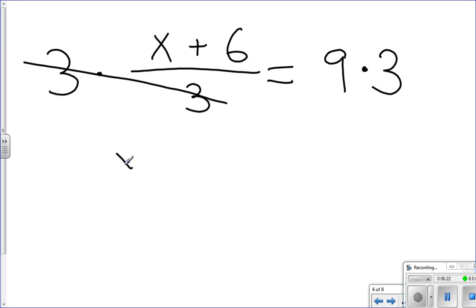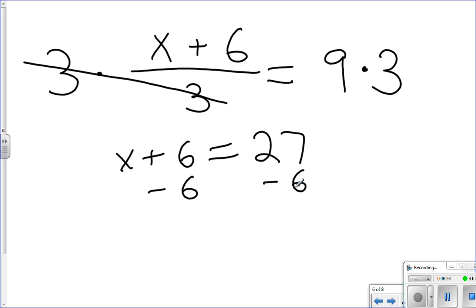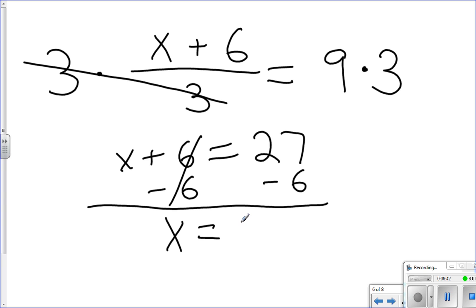So I'm left with x plus 6 equals 9 times 3, 27. Then to solve for x, I need to get rid of the 6. So since it's plus 6, I'm going to subtract 6 from both sides. I'm left with 27 minus 6, 21. X equals 21.